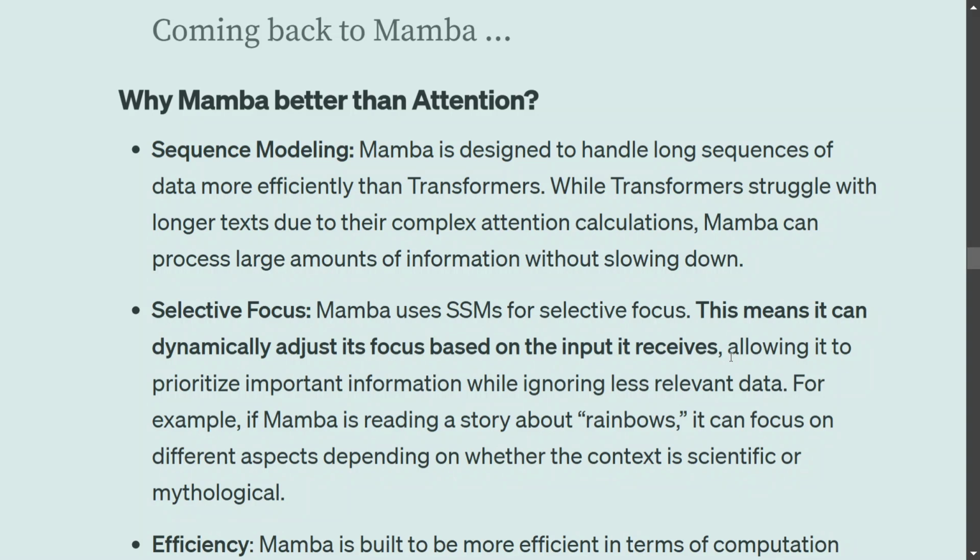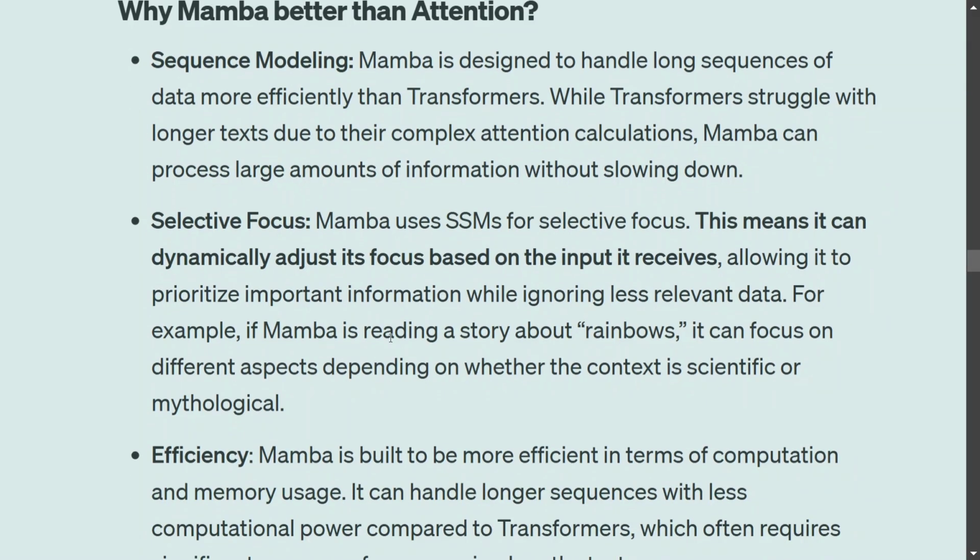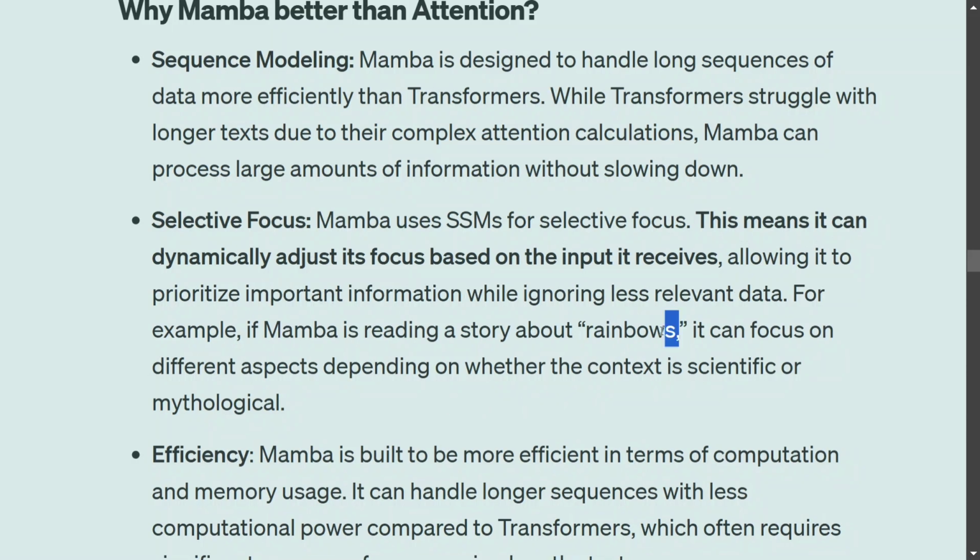But in case of selective focus in Mamba, you are not focusing on all the words. The next move of focus won't depend upon all the words in the sentence, right? If Mamba is reading a story about rainbows, it can focus on different aspects depending on whether the context is scientific or mythological. So if it is able to make out in what context rainbow is used, eventually it can eliminate all the other contexts on its own.